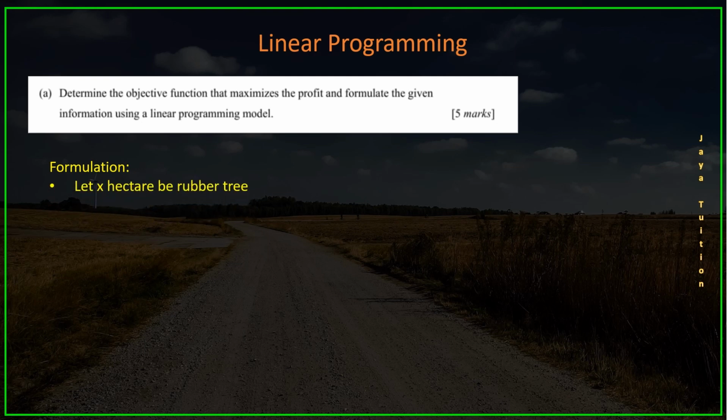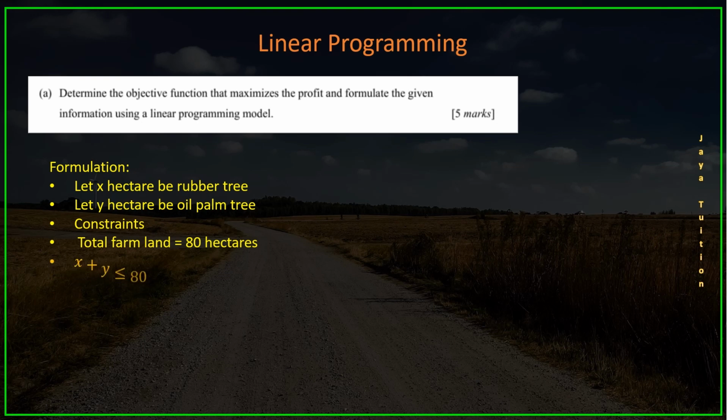The total farmland available to the farmer is 80 hectares. He has to grow 10 hectares of rubber tree and 20 hectares of oil palm tree minimum. So let us say that X hectares of rubber tree is being grown by the farmer and Y hectares of oil palm tree is grown by the farmer. Therefore, the first constraint equation will be X plus Y should be less than or equal to 80. Since at least 10 hectares of rubber tree should be grown, the second constraint equation will be X should be greater than or equal to 10. And the third constraint equation: 20 hectares of oil palm tree minimum he has to grow, so Y should be greater than or equal to 20.